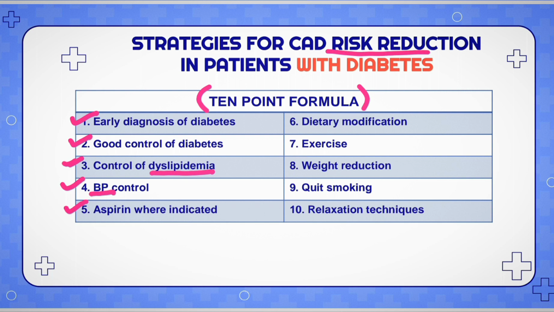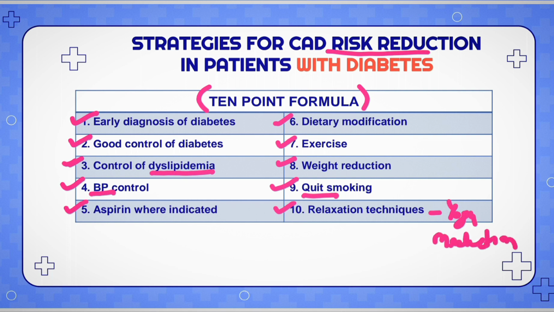The sixth is modification in dietary habits. The seventh is use of exercise, which can be mild to moderate or moderate to severe. The eighth formula includes the reduction of weight. Ninth is quitting smoking, and the 10th is use of relaxation techniques, which includes yoga, meditation and other methods.